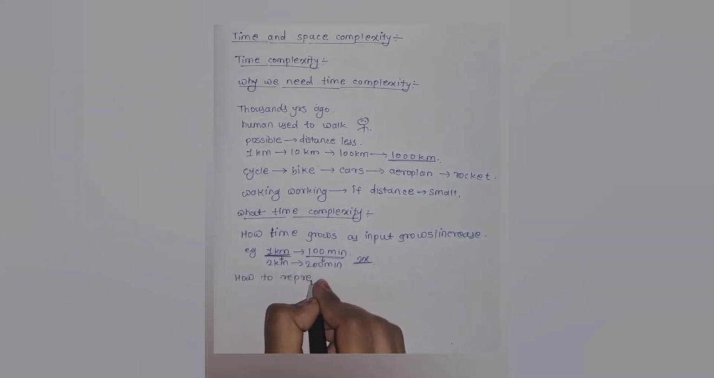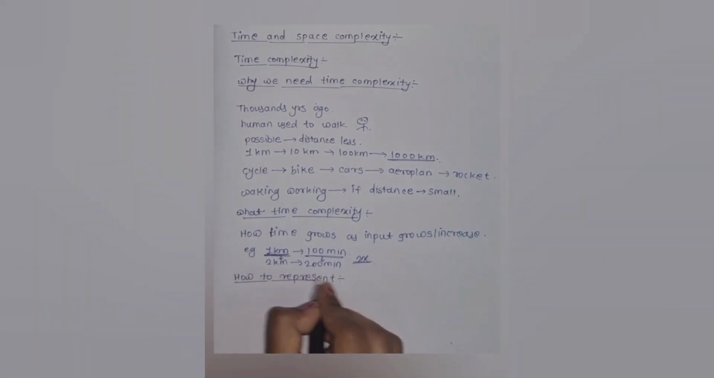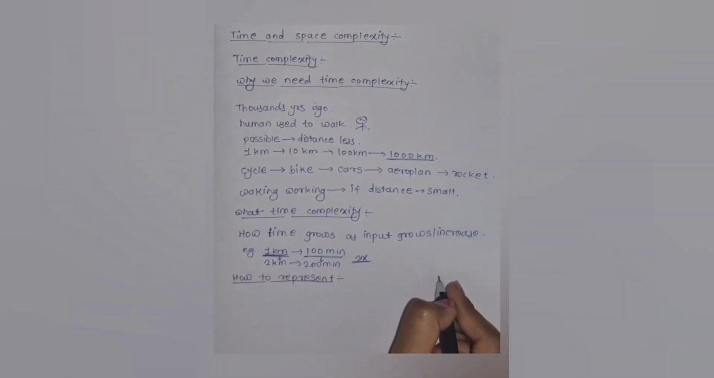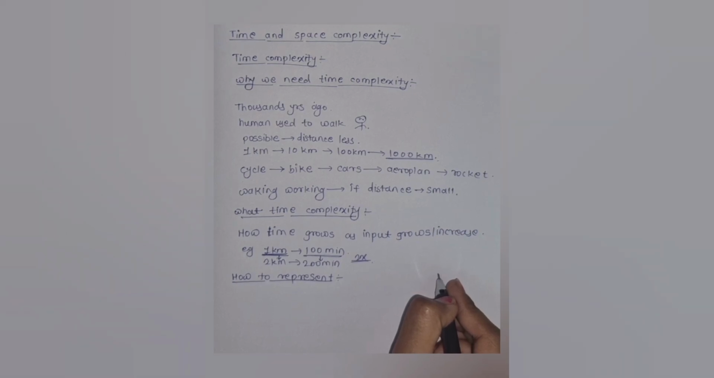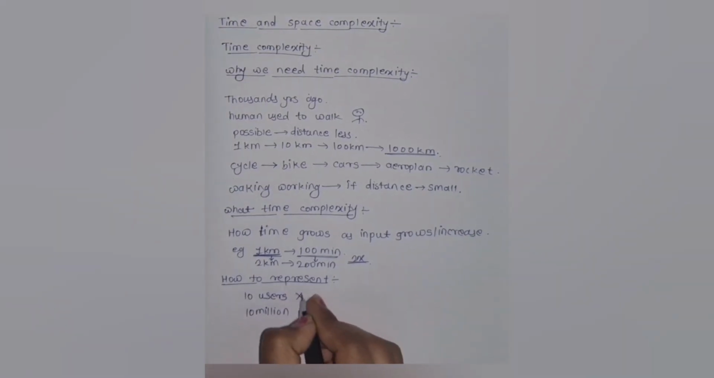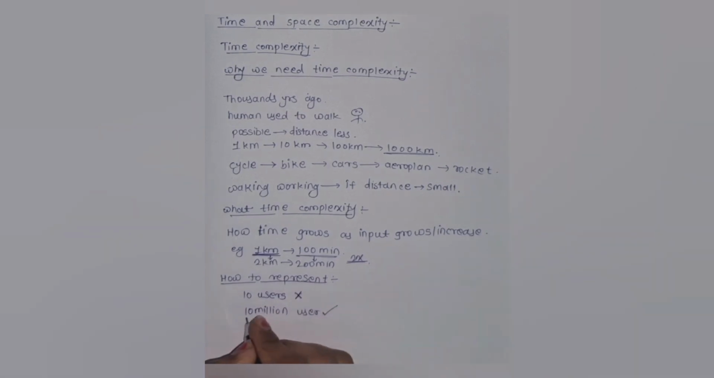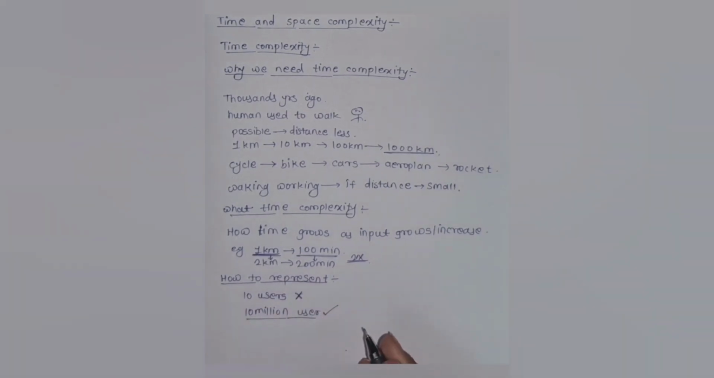Now, how to represent it? Just like we measure weight in kilograms and liquid in liters, we measure the algorithm's growth using something called big O notation. And big O describes how the time grows in the worst case when the input becomes very large.